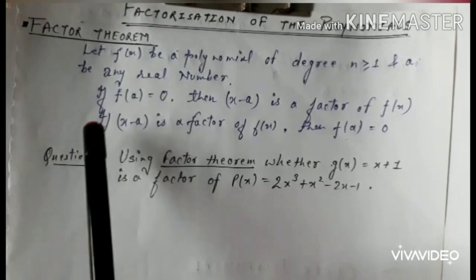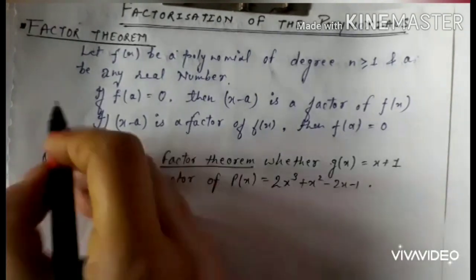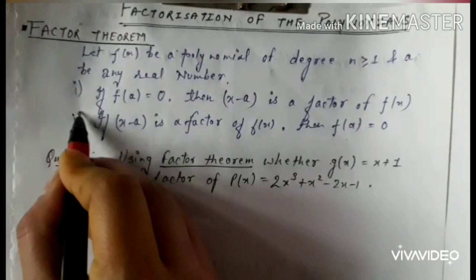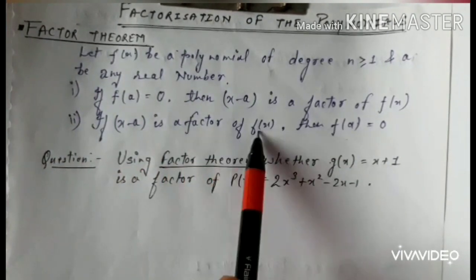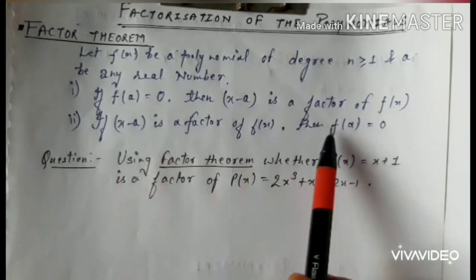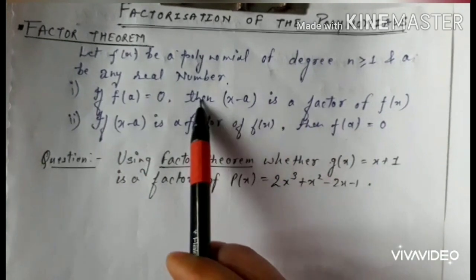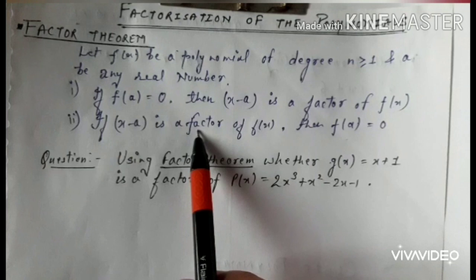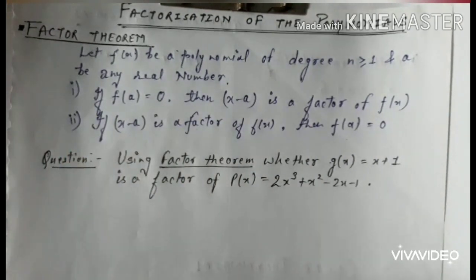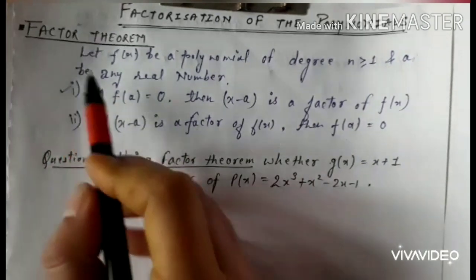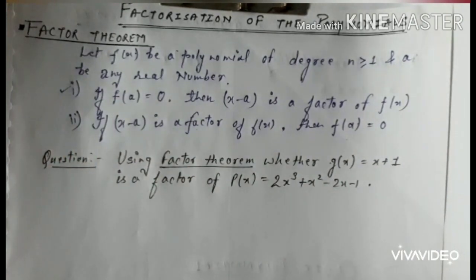That is the first case. In the second case of the factor theorem, if x minus a is a factor of f(x), then f(a) equals 0. This is the converse of the first. The first is the converse of the second, and the second is the converse of the first. So you have to remember only one, and you will get the other yourself.